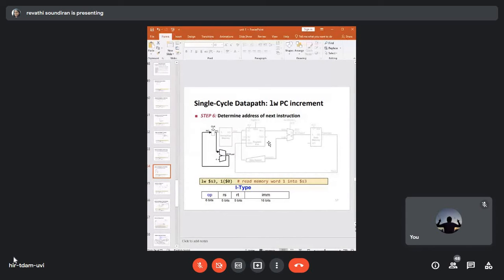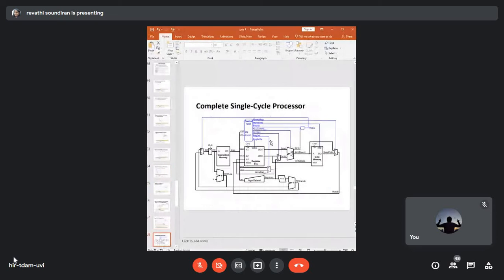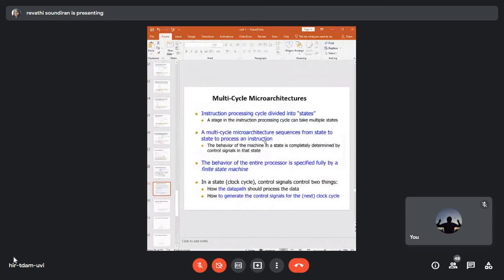Now, in contrast, we will see how the multi-cycle architecture is going to be. When you look at this, the instruction processing cycle is divided into a number of states. A stage in the instruction processing cycle can take multiple states, and say, each state will take a particular cycle. So the multi-cycle microarchitecture sequences from state to state to process the instruction, processing from cycle to cycle.